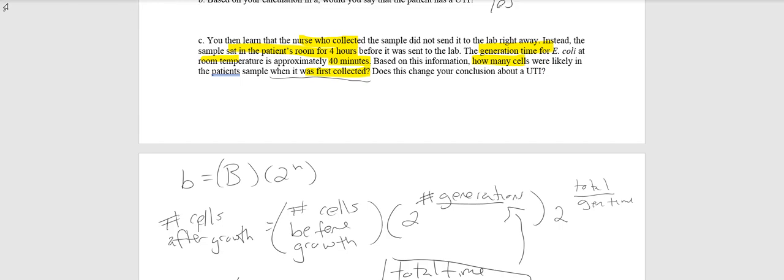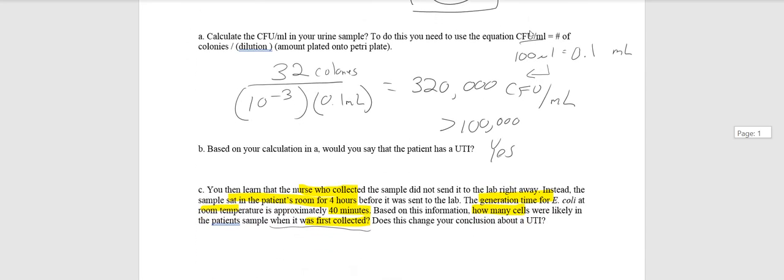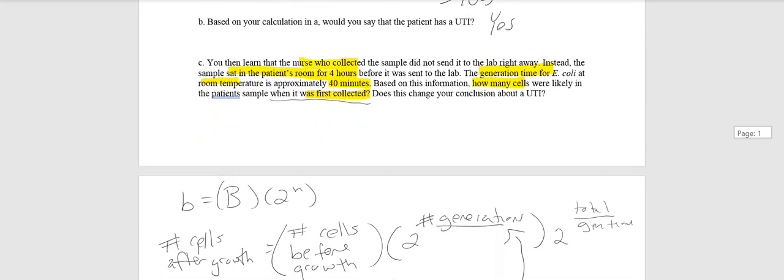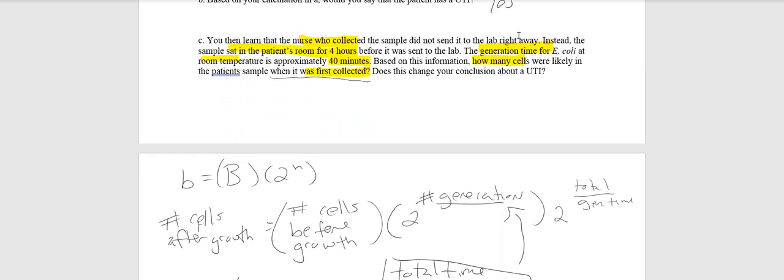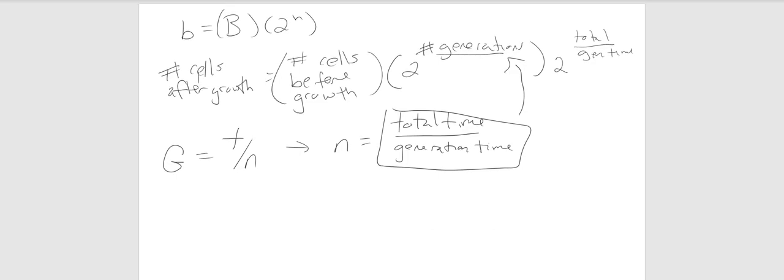We know our little b because our little b is what we solved for up here. Okay, we had this sample of urine. We determined there were 320,000 CFUs per mL in it. Turns out that was how much there was after 4 hours of growth. So that's our number for the afterwards. So we can go ahead and start plugging numbers into this equation. So we know there was 320,000 cells in there afterwards. We're trying to solve for how many were there before the growth.